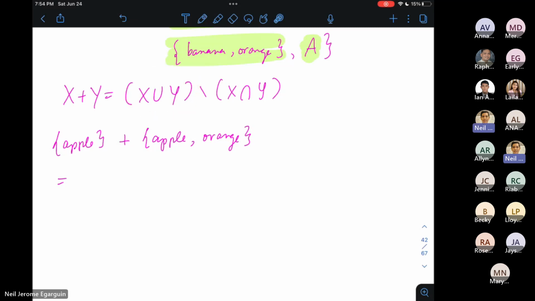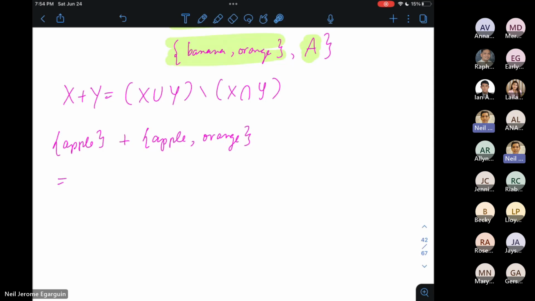So ano yung x union y? Kung ang x ko ay set containing apple at ang y ko ay set containing apple and orange, ano yung x union y? Tandaan niyo pa ba yung union? Orange, sir. Apple and orange. Yeah, thank you, Ian and Annabelle. So, yung sagot kanina, sino ba yun? Si Rose ba yun?